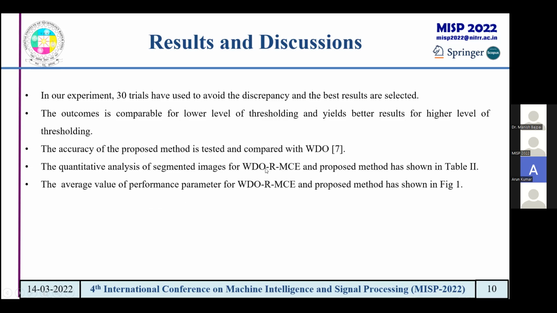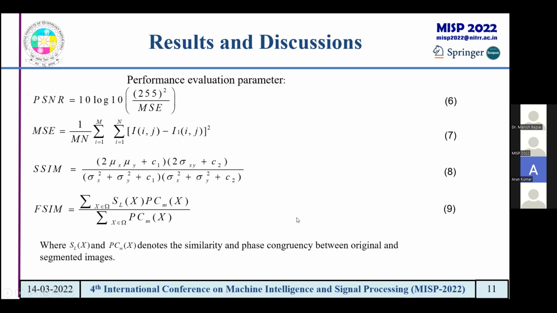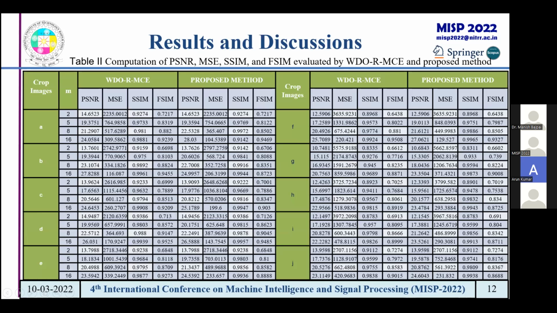So come to slide number 11, the results and discussions part. We have summarized the PSNR, MSE, SSIM, and FSIM values from 6 to 9. These are the result and discussion sections. The proposed method, the Firefly algorithm, is compared with wind-driven optimization, in tabular form.